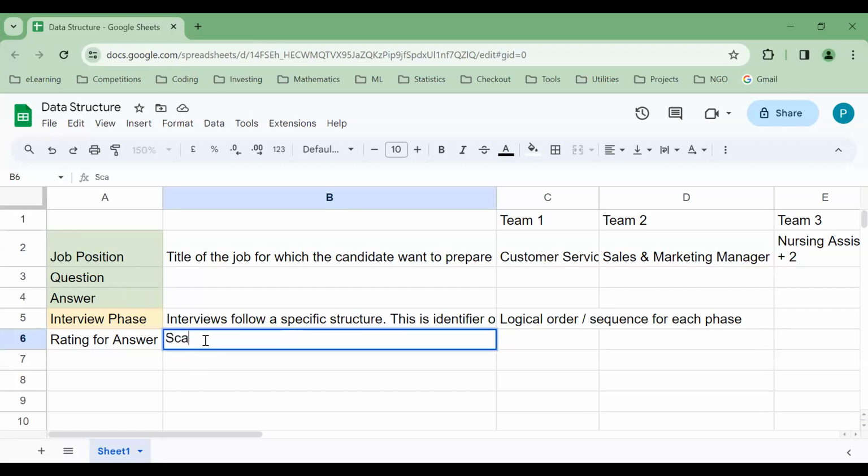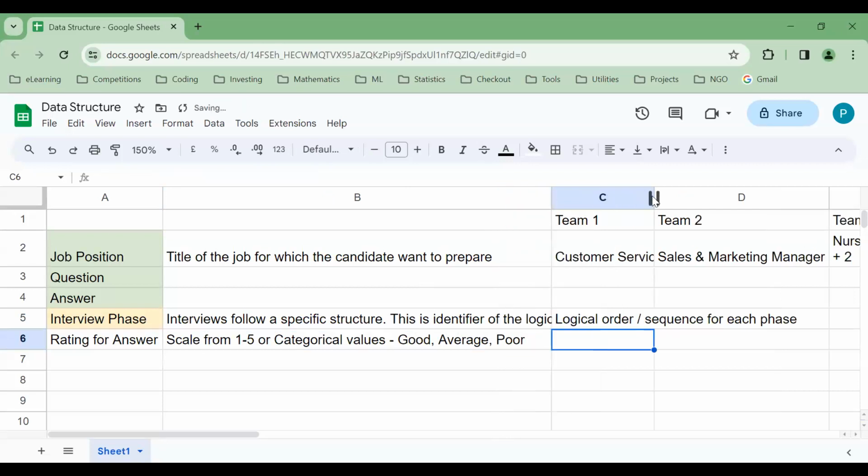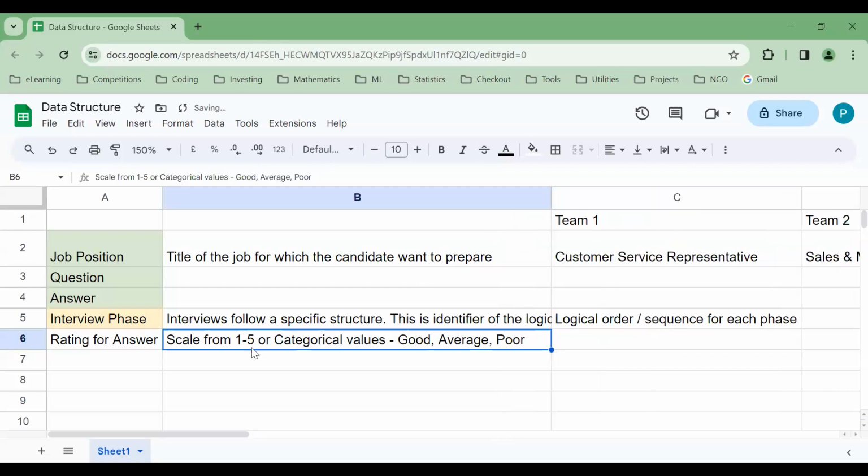So how do you want to do this? It could be a scale from 1 to 5, or it could be categorical values. You could have three-way values, like good, average, poor. So again, this is something that we can discuss now.